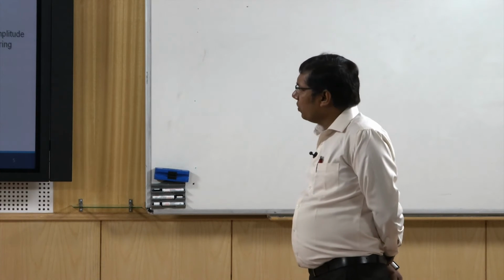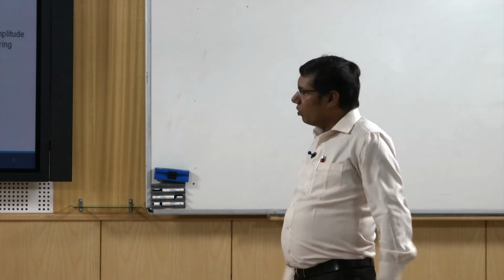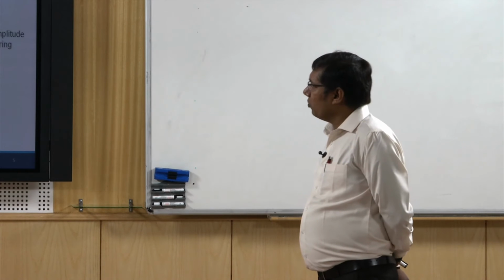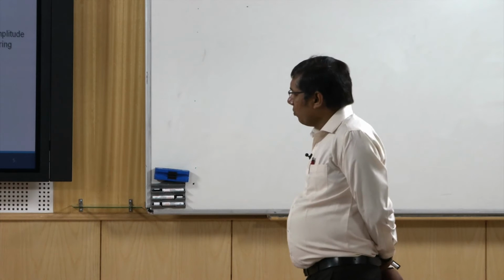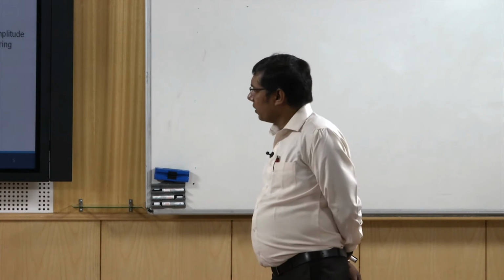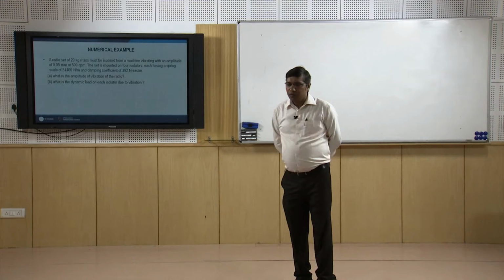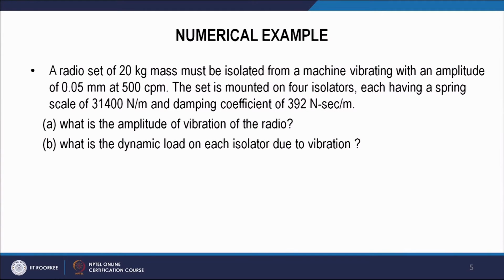The set is mounted on 4 isolators, each having a spring scale of 31400 Newton per meter and a damping coefficient of 392 Newton second per meter. Now it is asked: what is the amplitude of vibration of the radio, and what is the dynamic load on each isolator due to the vibration? So let us do this problem.